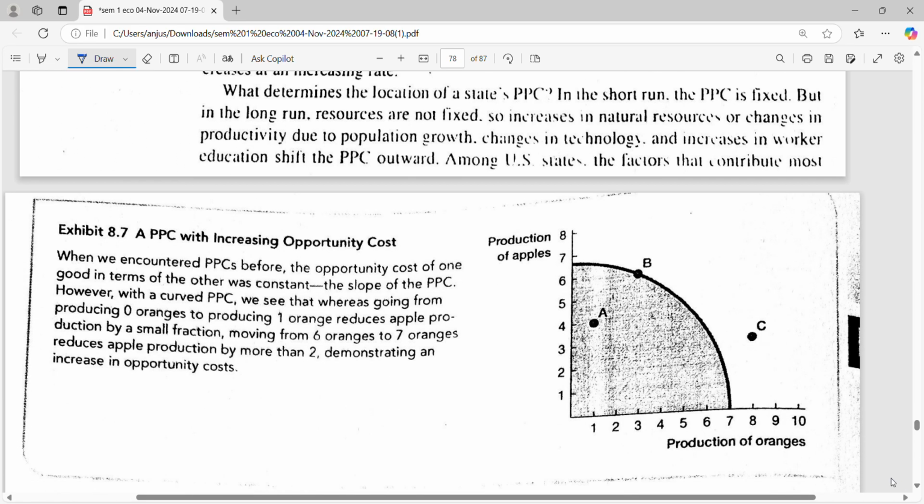Next, we had discussed this PPC. So this is another graph and another example. We will discuss that. This PPC is a curvature, right? Why is it a curvature? Because the opportunity cost is not constant. The opportunity cost is increasing.